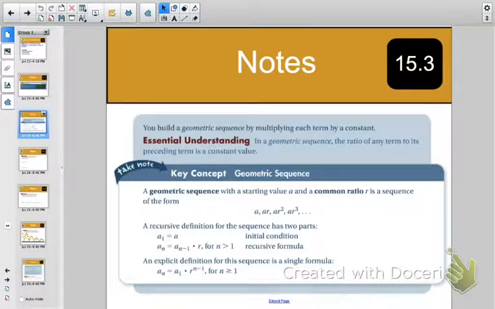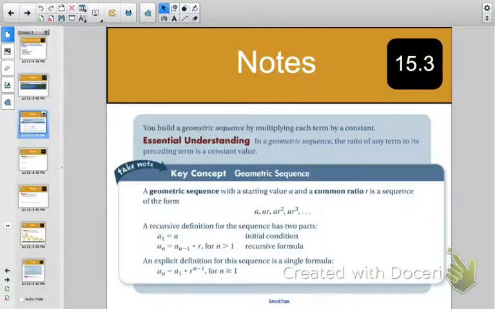A geometric sequence has a starting value a and a common ratio r. So it looks like this if you were to write it out in that form, a and r. You have your recursive definition, which also always has two parts, just like the arithmetic one. The first is you say what your first term is, so a1 equals a, whatever that is. In the next part, you say an equals an minus 1, which is the previous term, times your ratio r. So you're just plugging in a and r, and everything else stays the same.